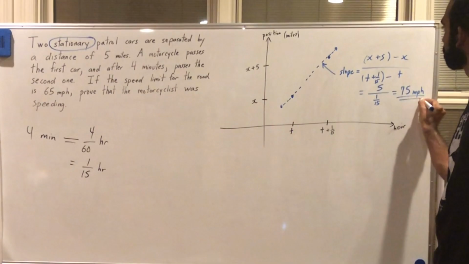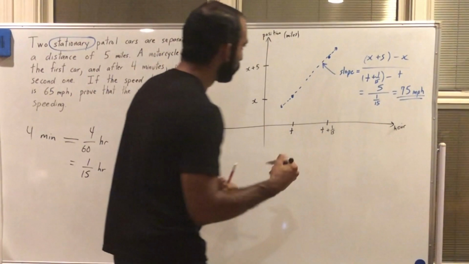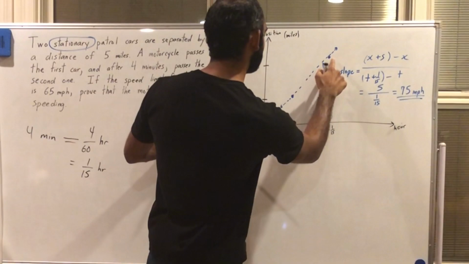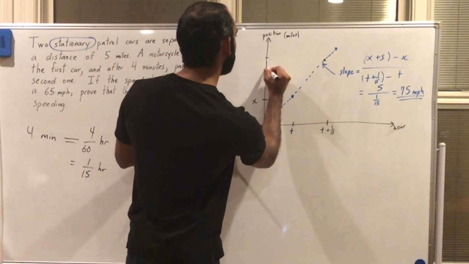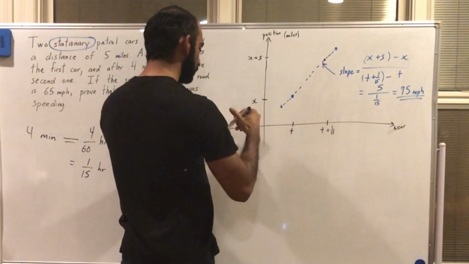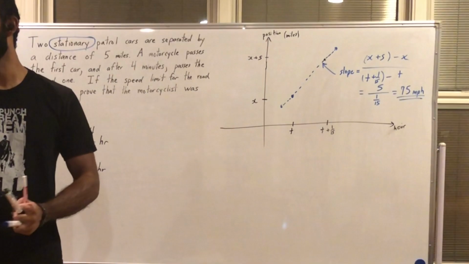Are we done? Well, not quite. We've got some interpretation to throw on the board. So what this shows you is that no matter what path the motorcyclist took, there's T15, we put X over plus 5 right there. Whatever path he took from this point to this point, it has to be a smooth continuous path. Okay, you can't have a sharp point because the laws of physics don't allow that.